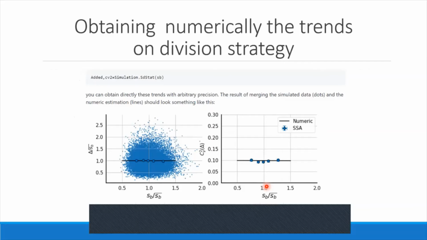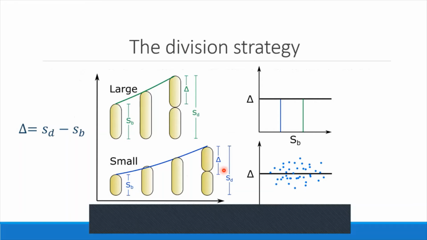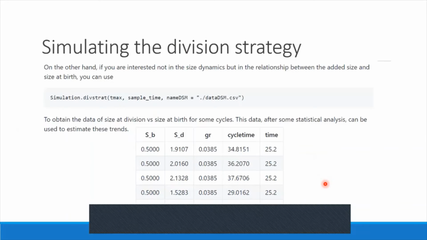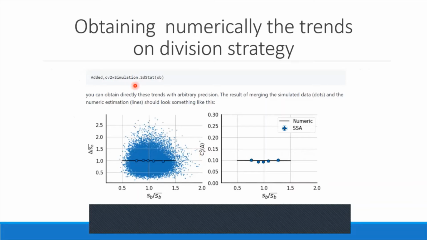And you can also obtain numerically the trends of the division strategy. What you actually find using simulation is this cloud. But using the function sdstat with the argument of the size at birth, you can introduce the size at birth, and this function is going to give you the added size to plot this line, for instance, and the CV square of the added size. That's going to give you a quantification of the stochastic fluctuations over the trend line.